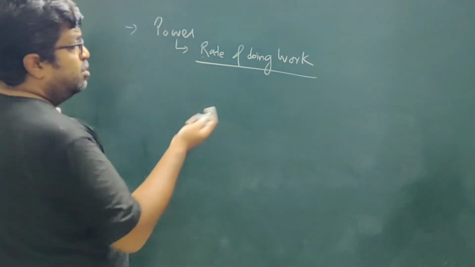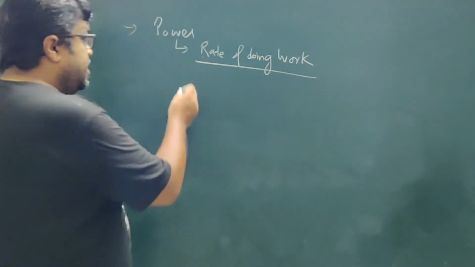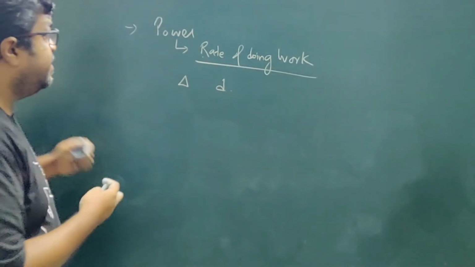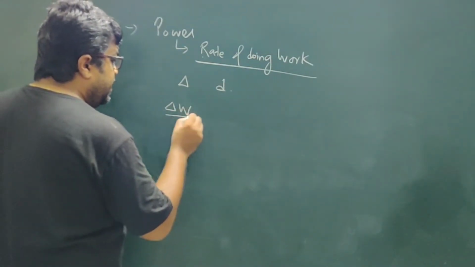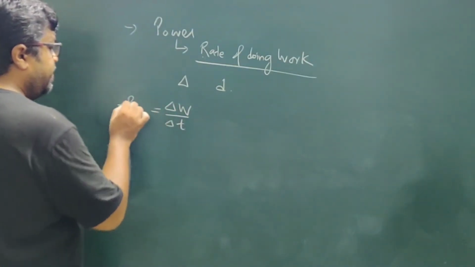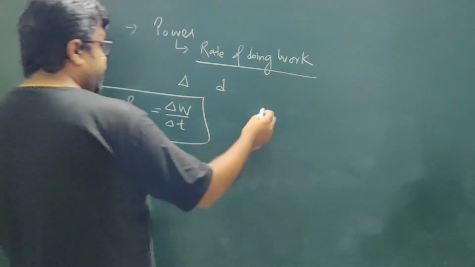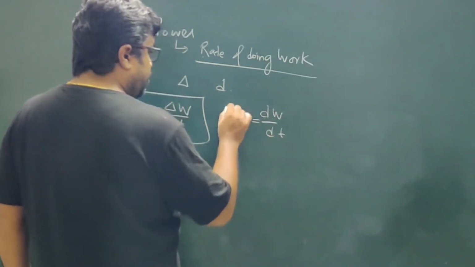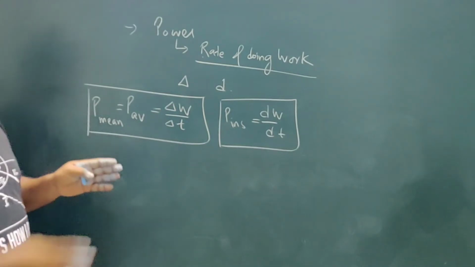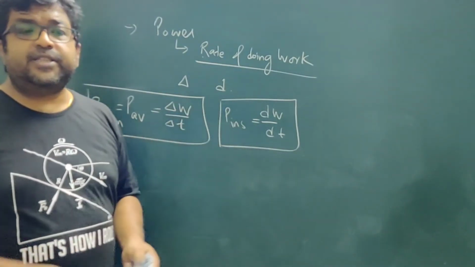Now, whenever we talk about rate, we need to understand that there are two kinds of rate, delta and d. This you might have learned when you learned the basics of calculus in class 11. When I write delta W by delta T, I am talking about average power or mean power. But if I write dW by dt, I am talking about instantaneous power, that is power at a particular instant of time. Mean power is power for a given interval of time. So that is the difference between average power and instantaneous power.